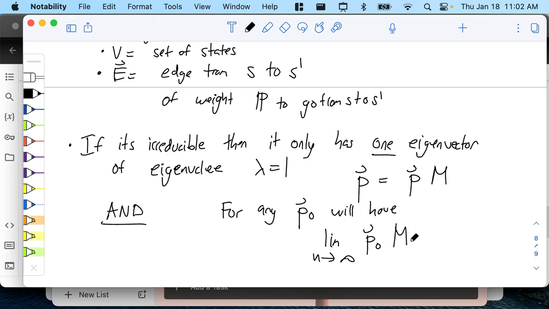So if you start with anything and you apply the matrix to the power n over and over again, and you take the limit as n goes to infinity, that will converge to these steady state probabilities. That's going to equal p. And I'm going to call it p infinity for this reason: it's the thing that happens at time infinity, p infinity. Okay. So that's the situation. When you have this situation, things will converge to the steady state probability distribution vector.